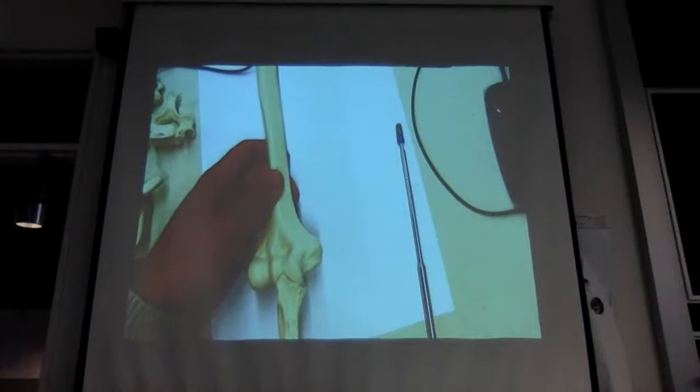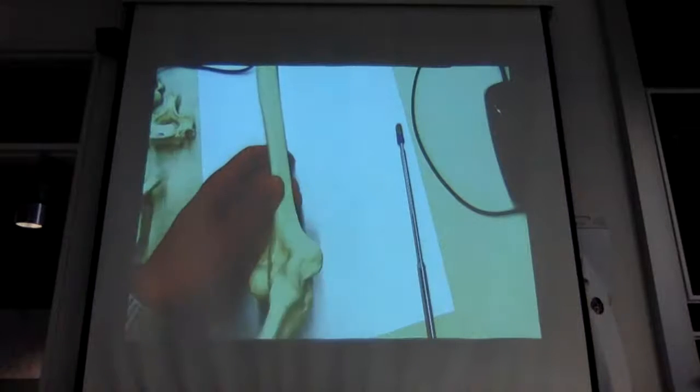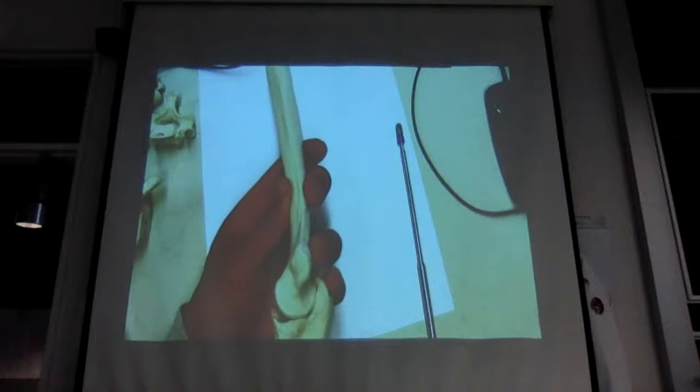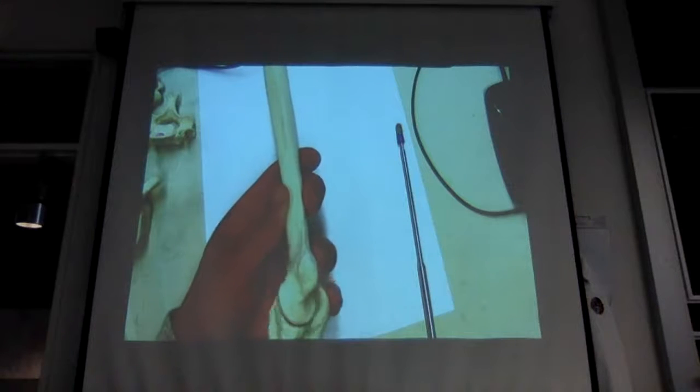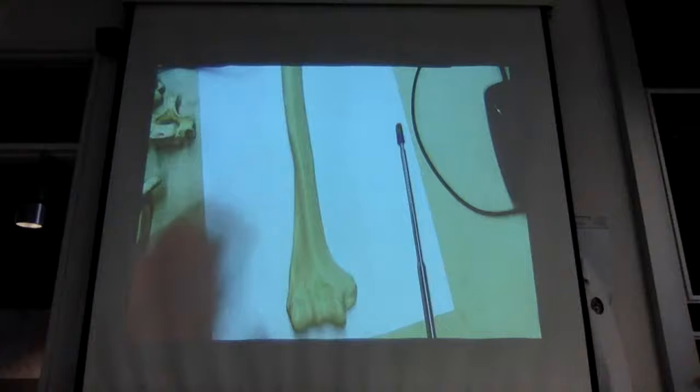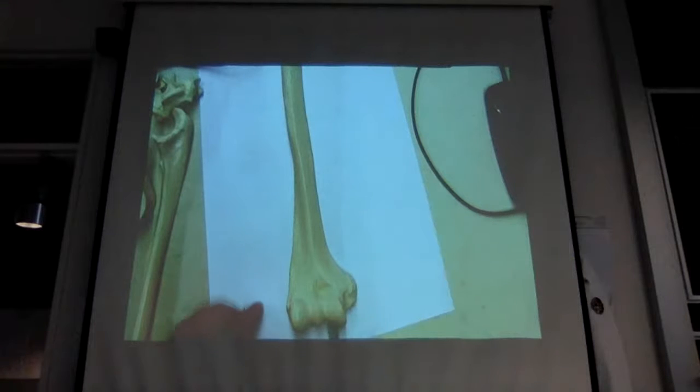You can see how this is the ulna. We'll get to it in a minute. It fits in here with the trochlea very well, so you can bend your elbow. Okay, so that's the trochlea.